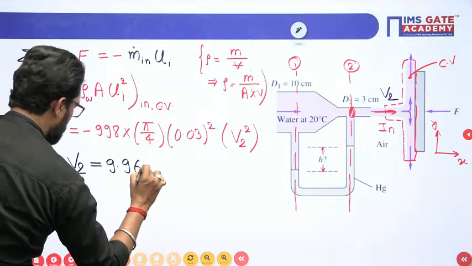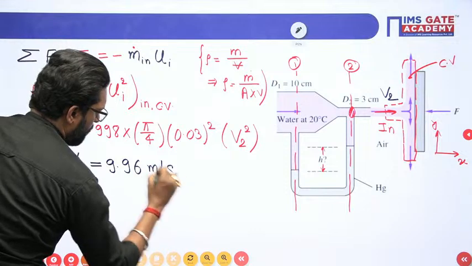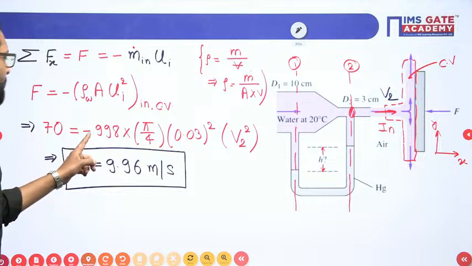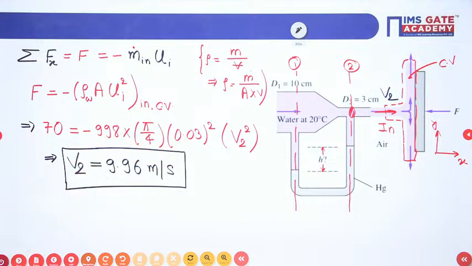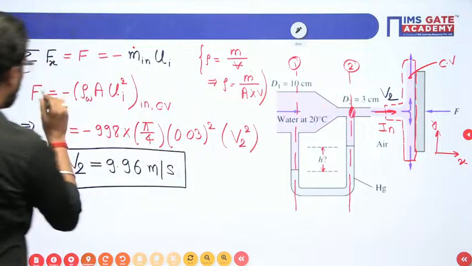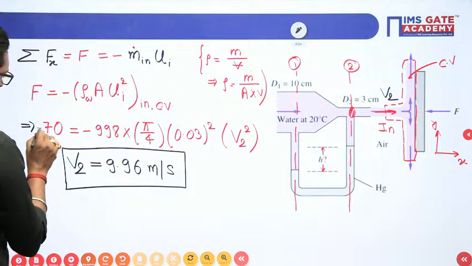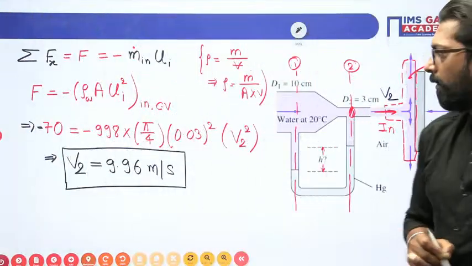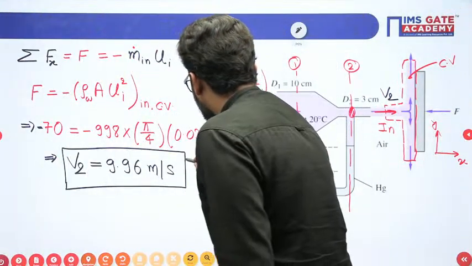So V2, it is there, 9.96 meter per second. Here you may ask me, sir, why the negative? How to justify the negative? See, this m it is in, and this force it is in negative direction. So here this is minus 70. Okay, this is negative direction.